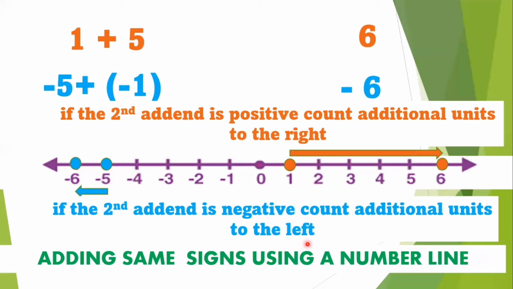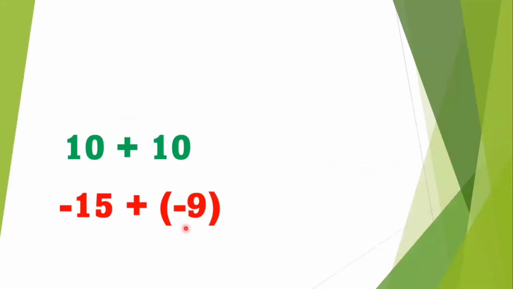What if we have positive 10 plus positive 10? Same sign pa rin, di ba? And we also have negative 15 plus negative 9. Same sign pa rin, tama? Pero kung napapansin nyo, ang examples natin kanina ay maliliit na numbers. This time, we have bigger numbers. What if ganito ang ating numbers na medyo malaki na? Pwede pa rin bang mag-number line? The answer is yes. Kaso, magdudraw ka pa ulit ng mahabang number line bago ka makakasagot.